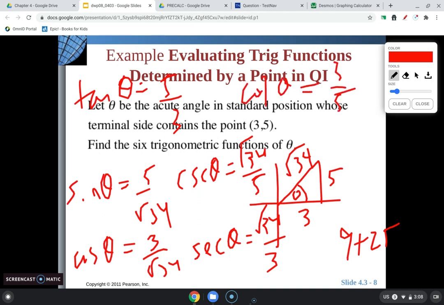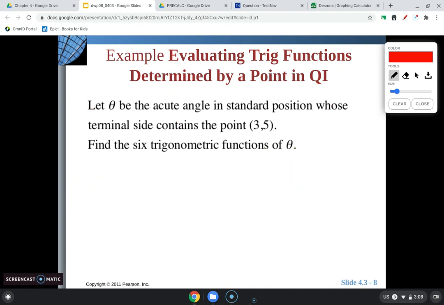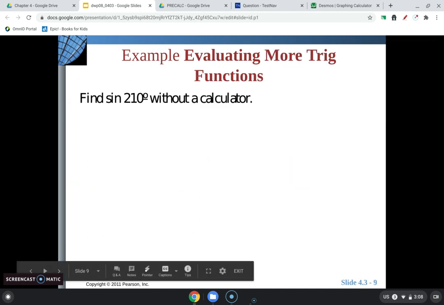So use the Pythagorean theorem to help you out. And then it's the same way to find your trig functions. In quadrant 1, everything's positive. If you're in a different quadrant, then you do have to be careful with negatives.